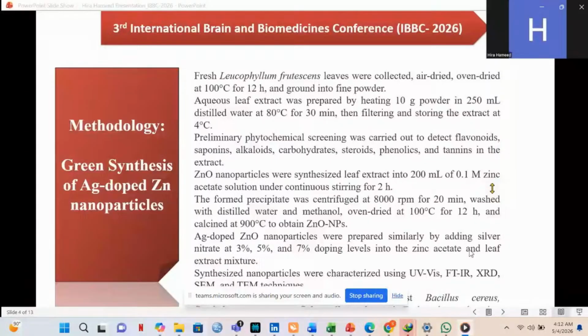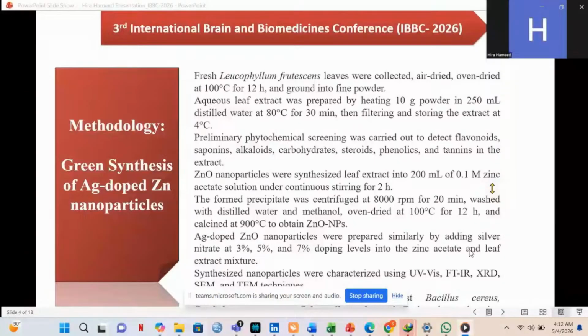Here are the results of this research. Figure 1 shows the UV-visible spectra. We can see the different spectra of zinc oxide nanoparticles, then silver doped at 3%, then silver doped at 5%, and then 7%. On the right side, figure 2 shows the FTIR spectra. We can see its different peak values in centimeter inverse.